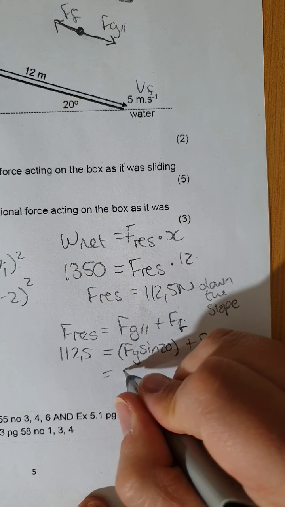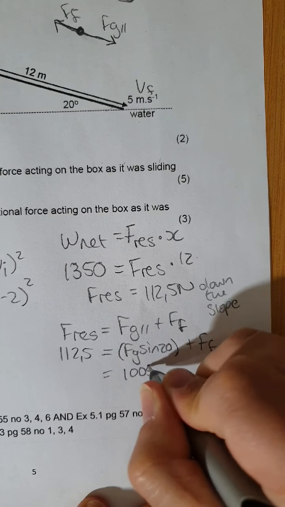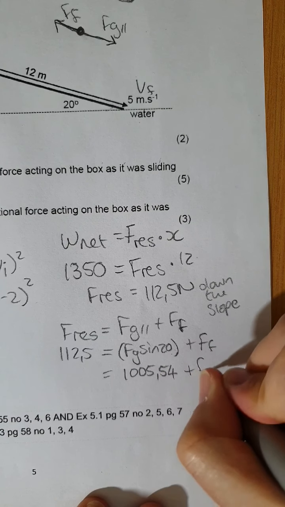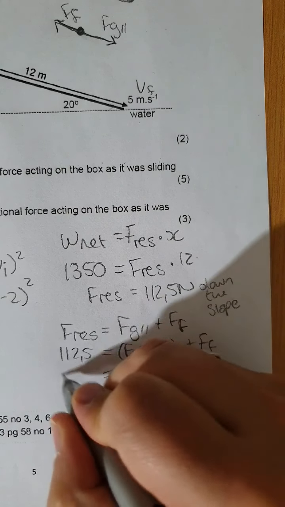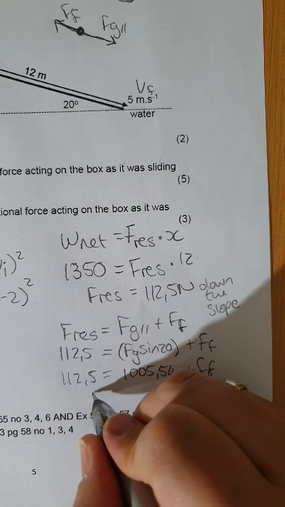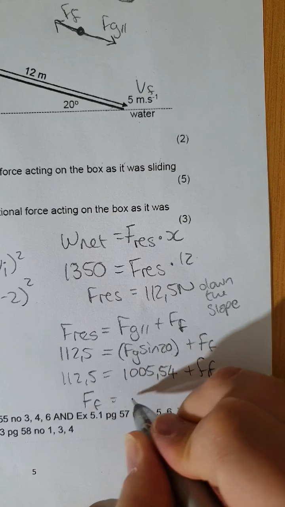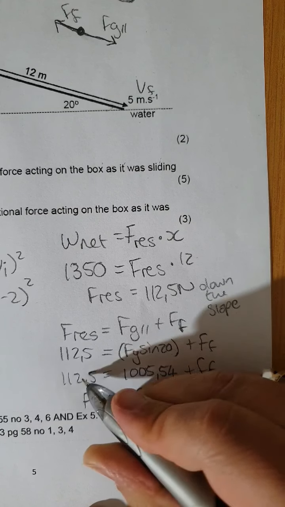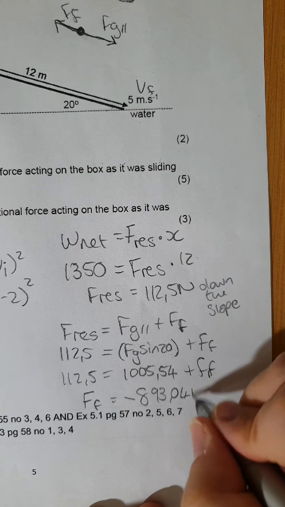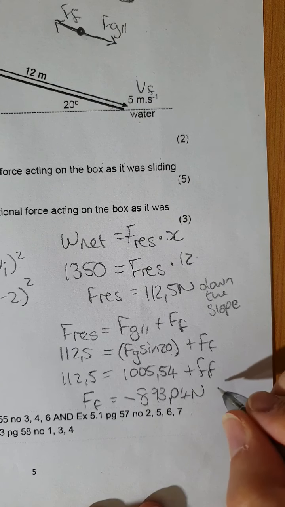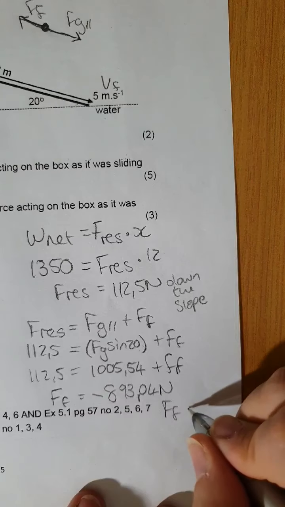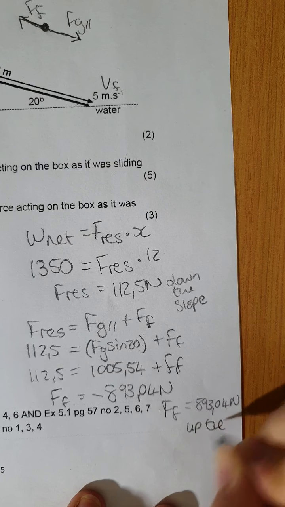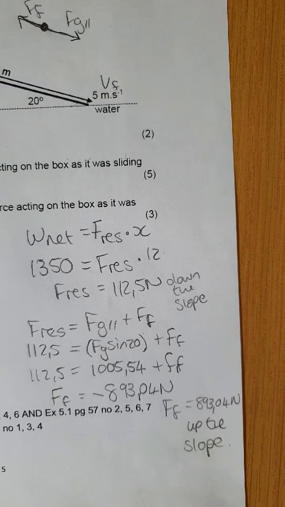This works out to be 1005.54. Okay, obviously you can show your working out for that. All right, and so my friction works out to minus 893.04 newtons. Remember, you're going to subtract here when you take that over. And obviously you would say equals 893.04 newtons up the slope. Right, and there it is.